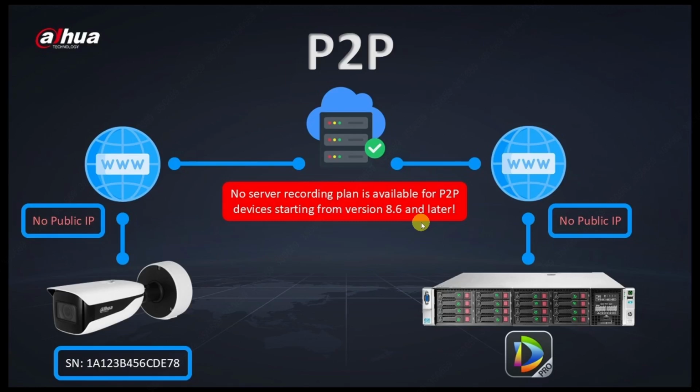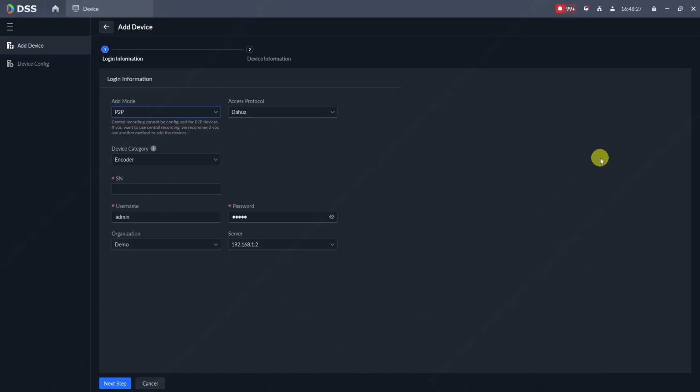And that's actually why I recommend using the auto register option, because peer-to-peer is also limited to only 32 devices. You cannot connect access control devices or alarm controllers, but through auto registration you can connect more than 32 devices, also access control devices and alarm controllers. So then we move to the last option from the add mode menu.